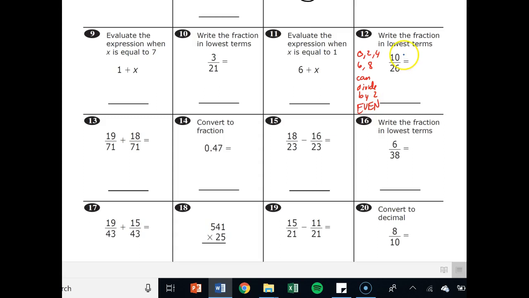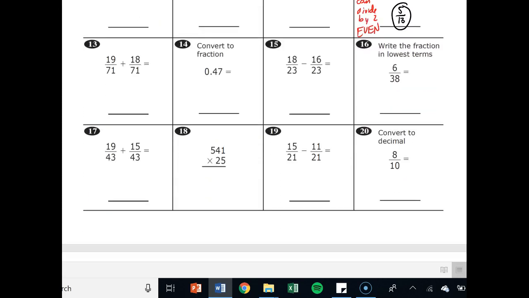So in this case, they're both even numbers, so I can divide them both by 2, and I get 5 over 13. You can use your multiplication chart to help you with the 26 divided by 2. You can put your finger on 2, go all the way over until you get 26, go up, and you see it's 13, right?